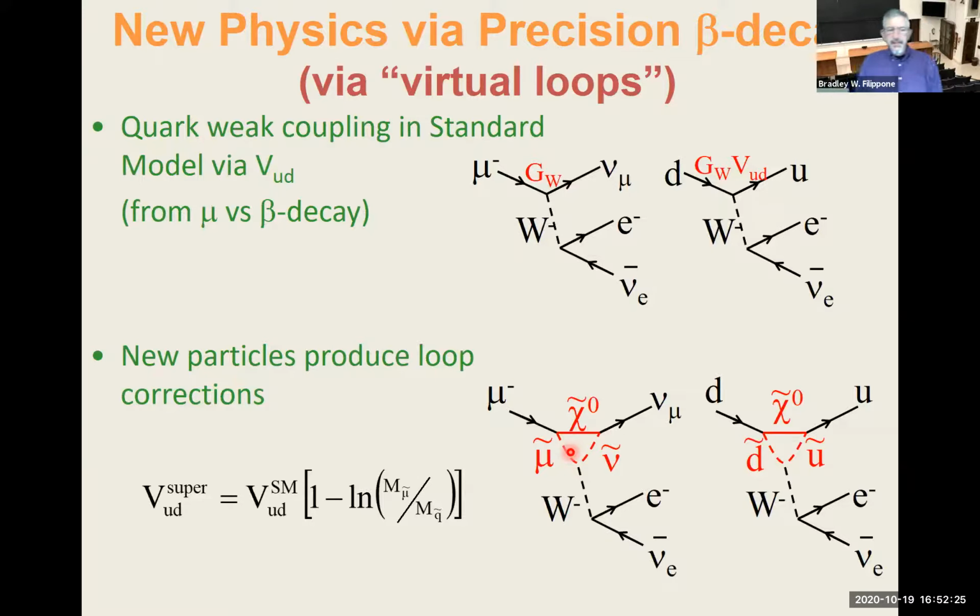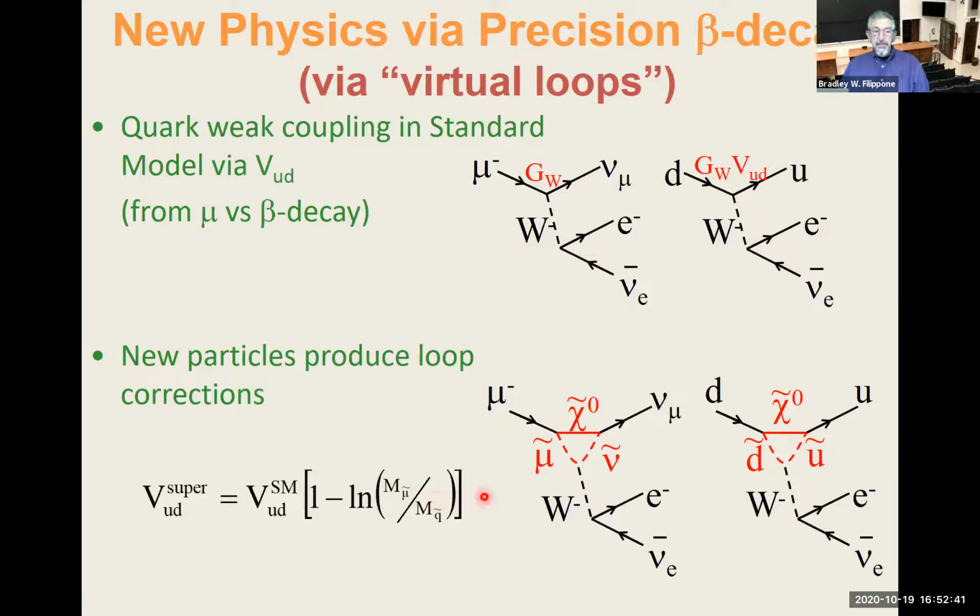Now imagine not only is that simple weak interaction process on the top possible, but some new particles too. This is an example from an old supersymmetry picture. These supersymmetric particles can also participate at some level, and they participate at a level that's proportional to the ratio of the masses, in this case, a logarithmic ratio.